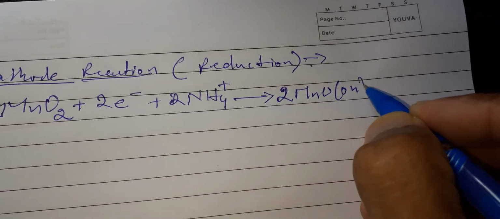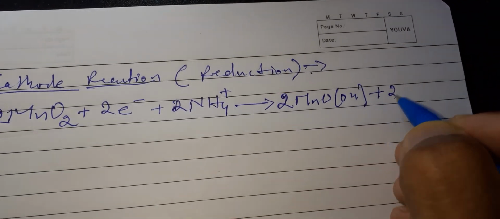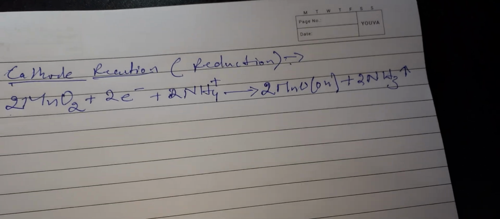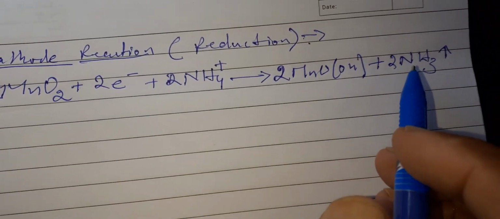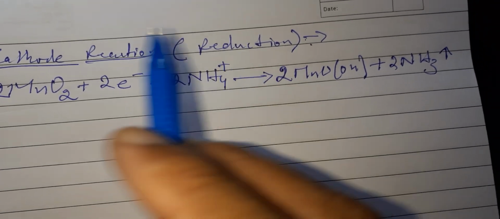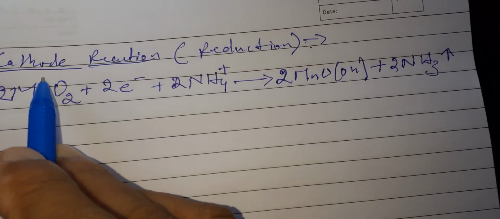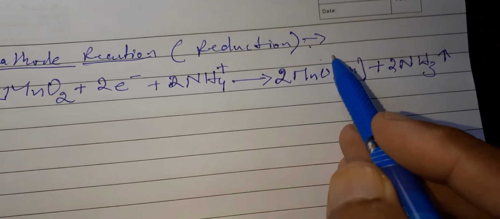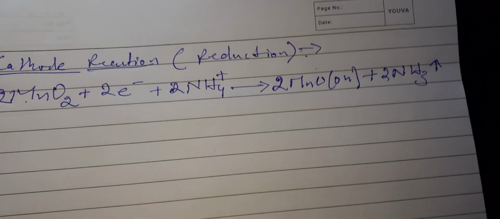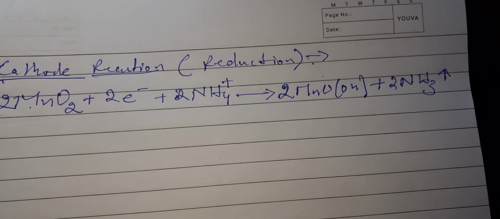MnOH plus 2 molecules of ammonia. If you look at this reaction, where reduction is taking place, the reduction is happening here. Manganese is +4 on this side and +3 on this side. So manganese +4 is reduced to manganese +3. That is the reduction.